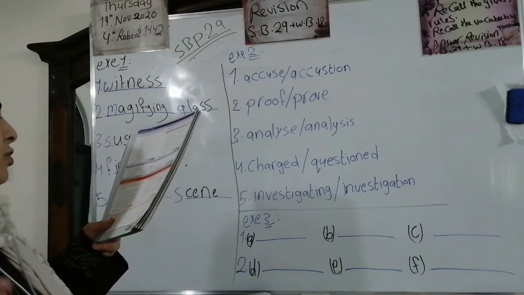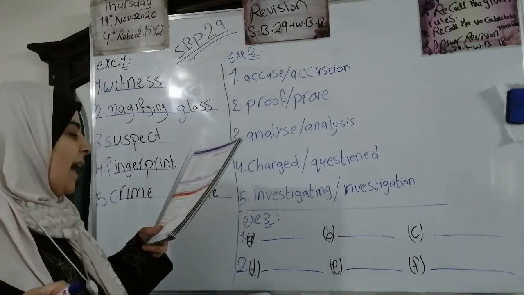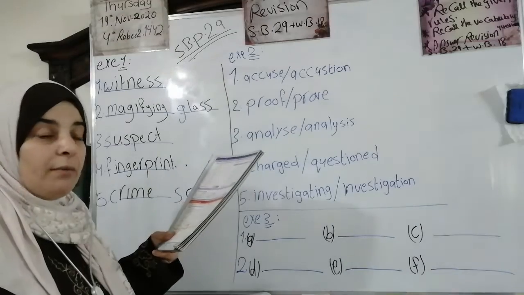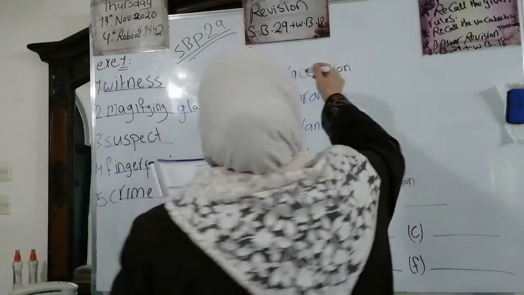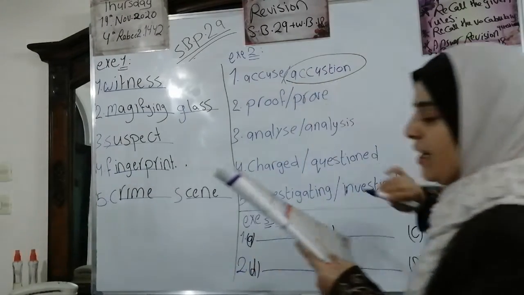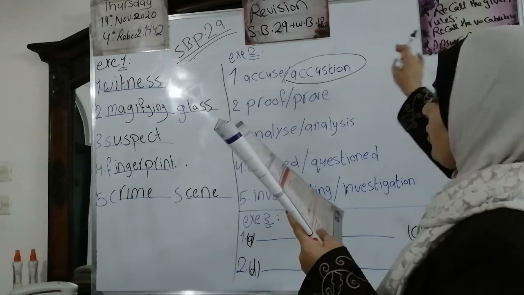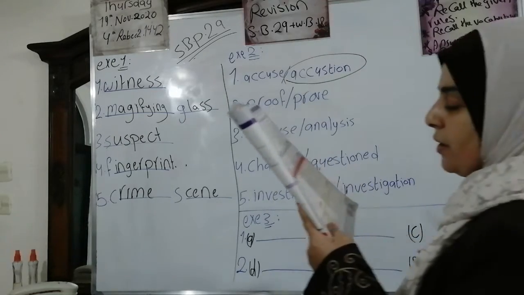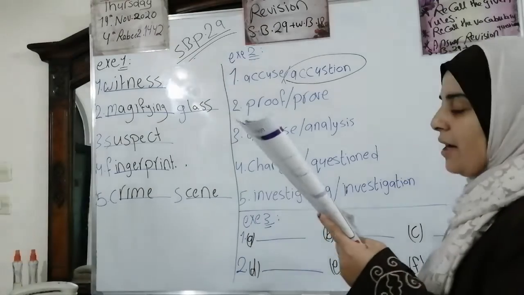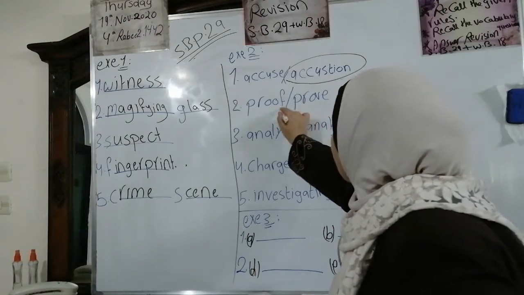We have choose the correct alternative. The man made an important accused as a verb or accusation. Of course, it's accusation, noun. Yes, of course, we have the ION. Number 2, they searched the house but couldn't find any proof or prove.